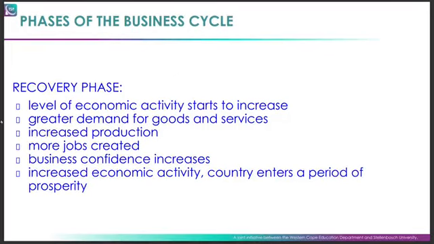So with the recovery phase, we find that the level of economic activity starts to increase, and the reason that economic activity starts to increase is because there is a greater demand for goods and services. And because there's a greater demand for goods and services, that means the production will have to increase to satisfy that demand. And as a result of this increased production, more jobs would then be created.